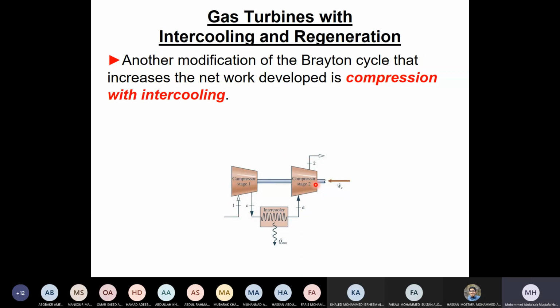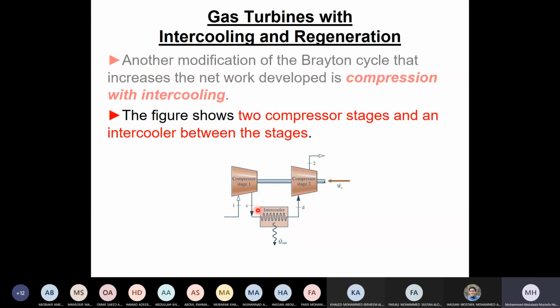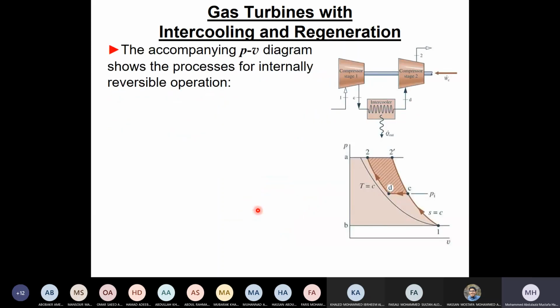This is supposed to be one compressor. All of this is one compressor. Now we divide it into two compressors, stage 1 and stage 2. And in between we do intercooling. Let me go to the next slide and then we'll show what happens here. So this is the intercooling.